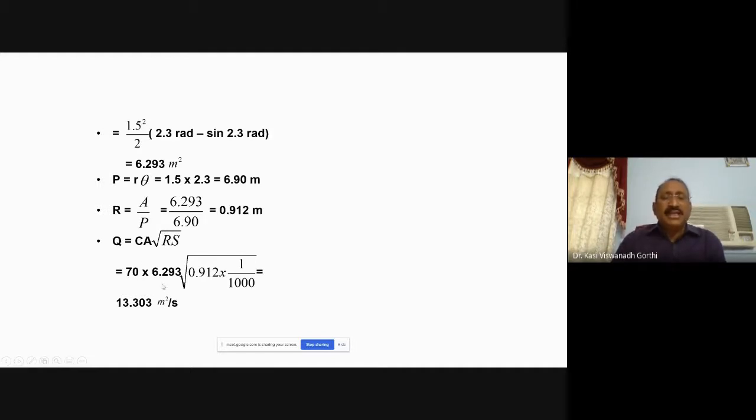C is 70, wetted area 6.2 into square root of hydraulic radius R, 0.912, into 1 by 1000, which gives 13.303 meter cube per second.